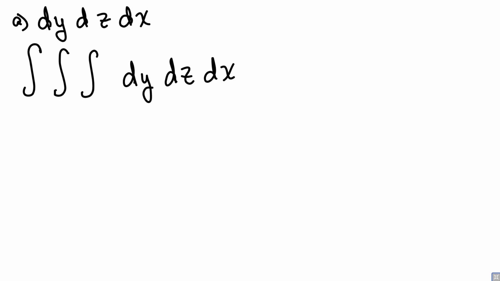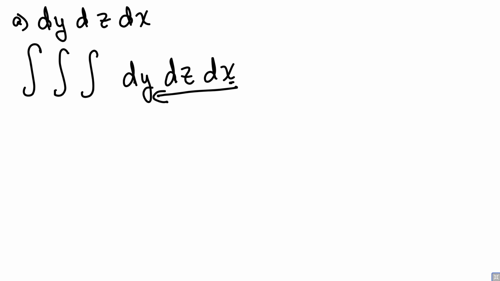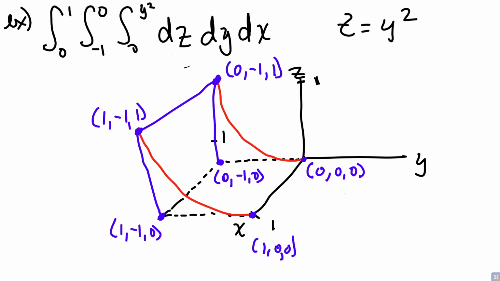Okay, so kind of the easiest thing to do is to start from the outside and work your way in. So we're going to start with x first. So based on our picture, what would be the limits of integration as far as x is concerned? Yes, it's going to be from 0 to 1. So next, we're going to go to z. Okay, so based on the picture, what would be our values for z?